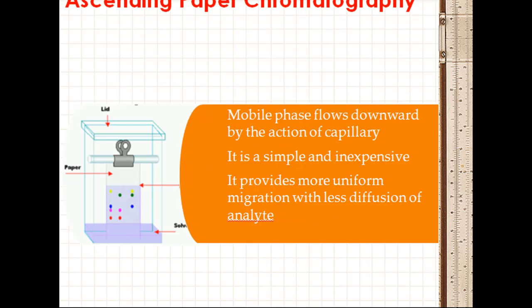Ascending paper chromatography. In this type of chromatographic technique, the solvent front travels in the upward direction on the paper by the action of capillary. The solvent reservoir is at the bottom of the beaker. The paper tip with the sample spots just dips into the solvent at the bottom in such a way that the spots will remain above the solvent.